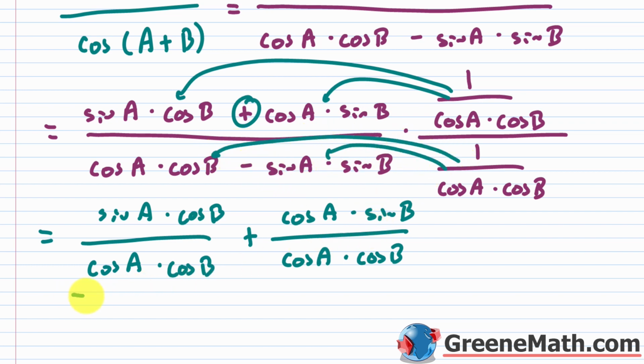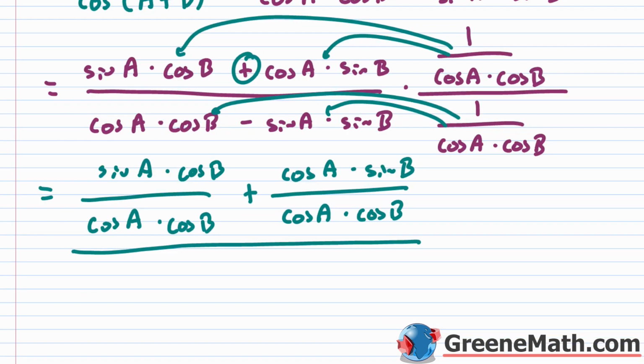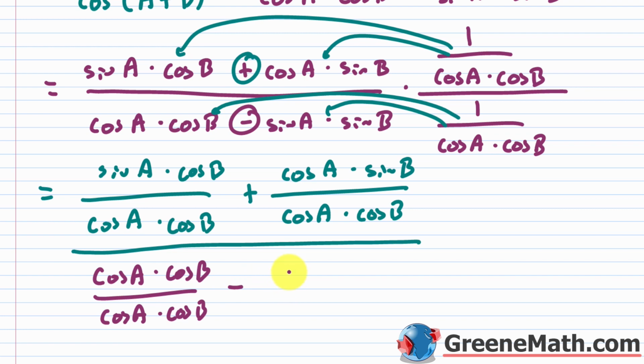So let me come over here and put a fraction bar here. I'll just scooch down a little bit. And so this guy right here would be the cosine of A times the cosine of B over your cosine of A times your cosine of B. And then you have a minus here. So let me put minus. You're going to have your sine of A times your sine of B over your cosine of A times your cosine of B.